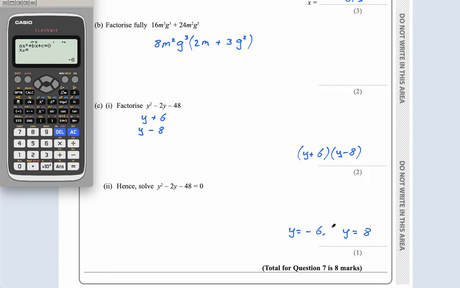And sometimes, guys, if you're really struggling with the factorizing, you can work your way backwards from the solution from the calculator. So if y equals negative 6 is a solution, y plus 6 is a factor. And if y equals 8 is a solution, y minus 8 is a factor.